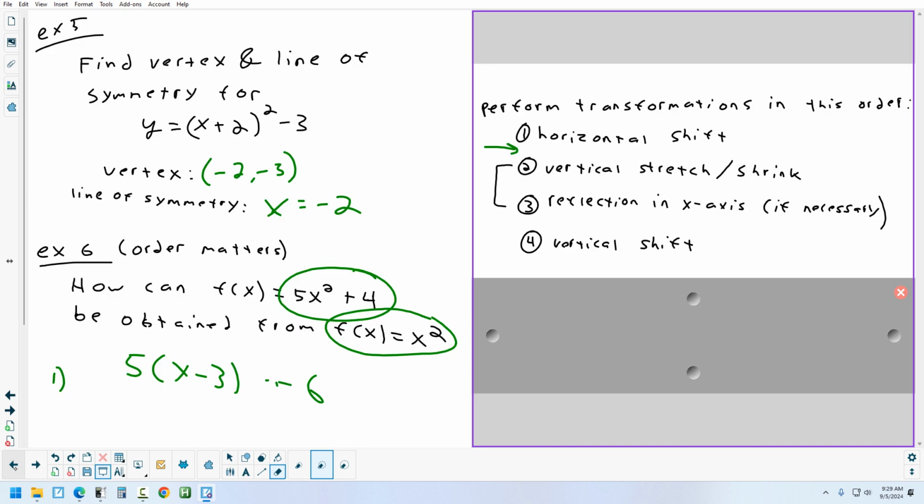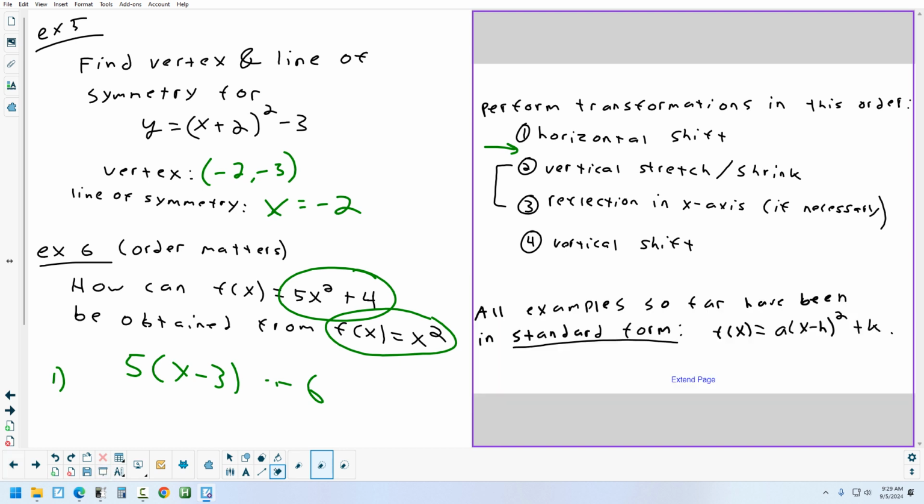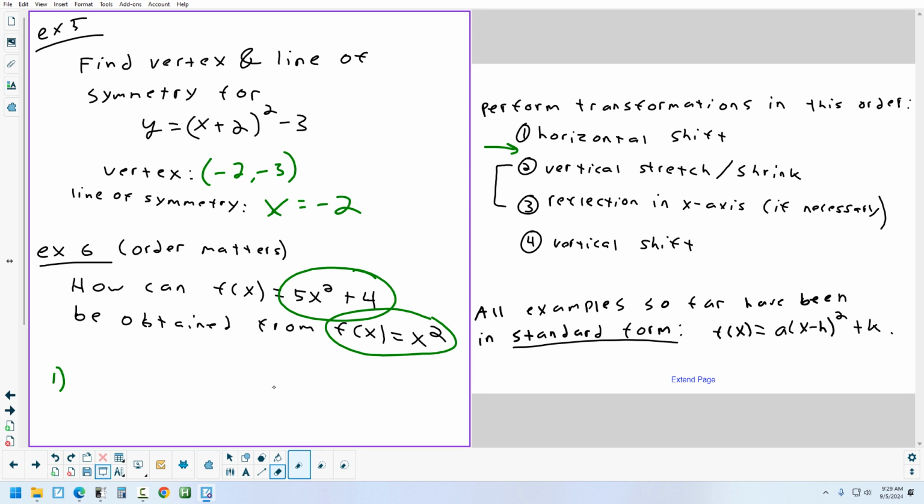There's a 5. Ben, could you tell me how to describe that vertical stretch? We just say by a factor of 5. Yeah. So factor implies that you're multiplying rather than shifting. So vertical stretch by a factor of 5. Okay.